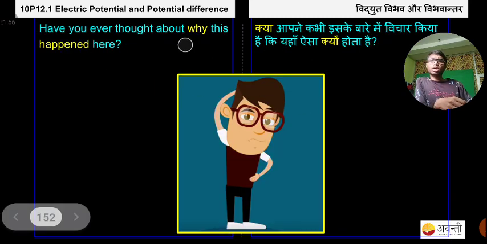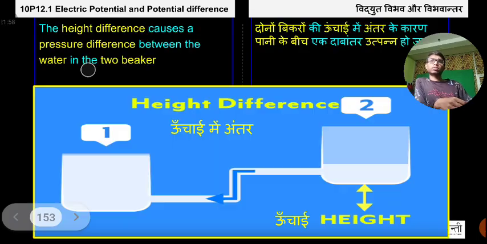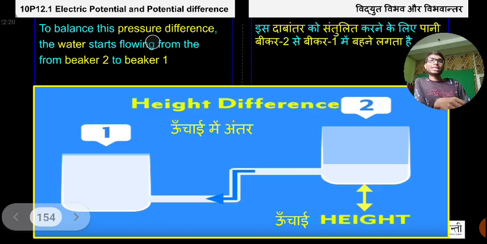Have you ever thought about why this happened here? This is known as height difference. The height difference causes a pressure difference between the water here and here. This is a pressure, and here it is a pressure. To balance this pressure difference, the water starts flowing from beaker 2 to beaker 1.